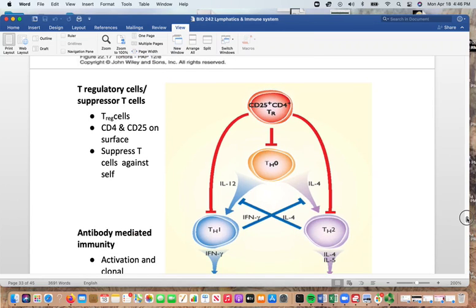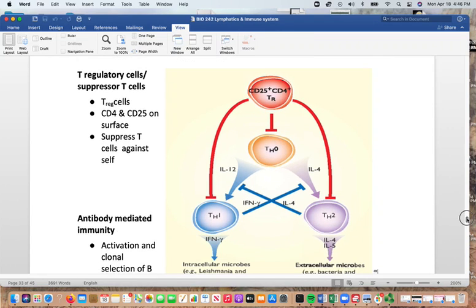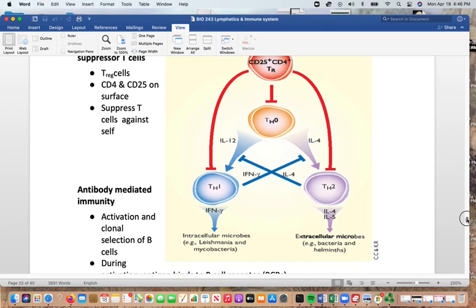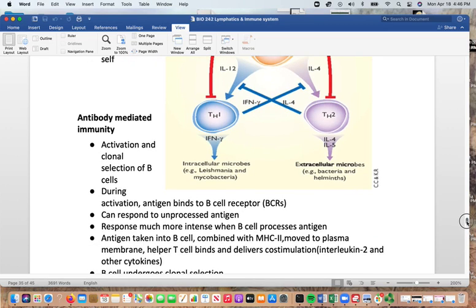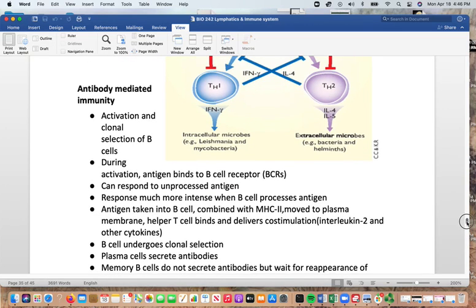So your regulatory T cells are suppressor T cells. They have CD4 and CD25 on the surface, and they will suppress T cells against themselves. And here is showing the action of that regulatory T cell. So with the Th1 response, again going for your intracellular microbes. The Th2 for extracellular microbes, bacteria, and helminths.